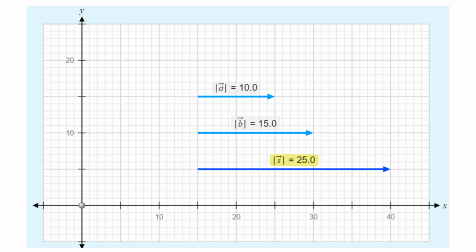This graph illustrates case 1. Vector A has a magnitude of 10.0 and B has a magnitude of 15.0. The resultant vector S has a magnitude of 25.0.